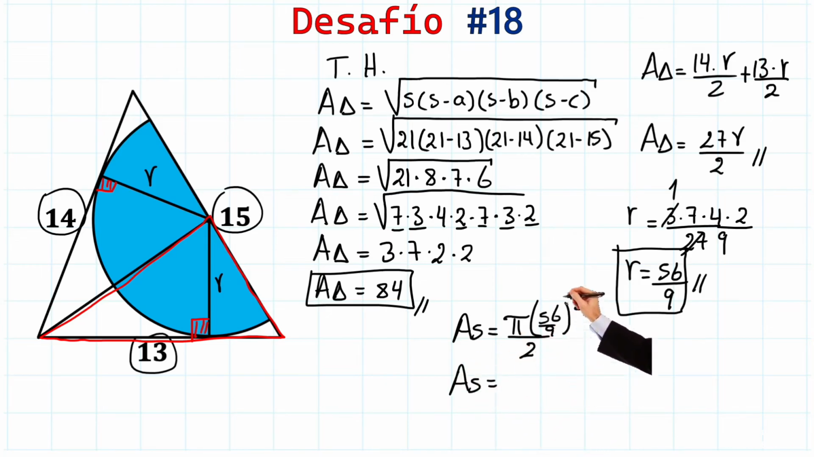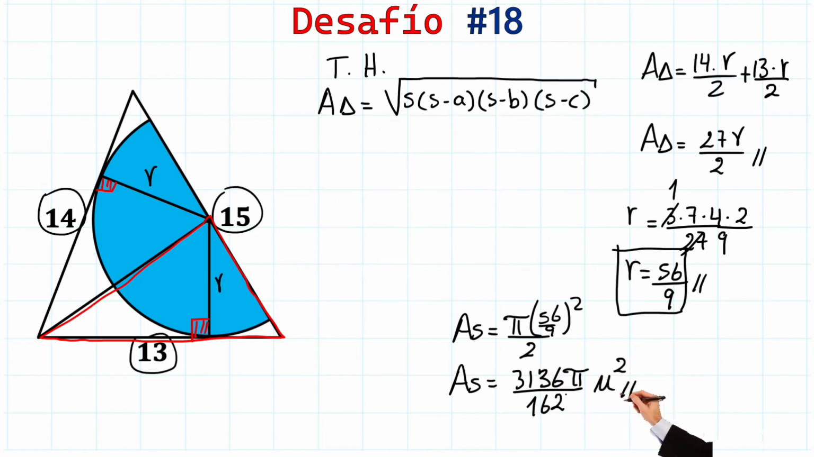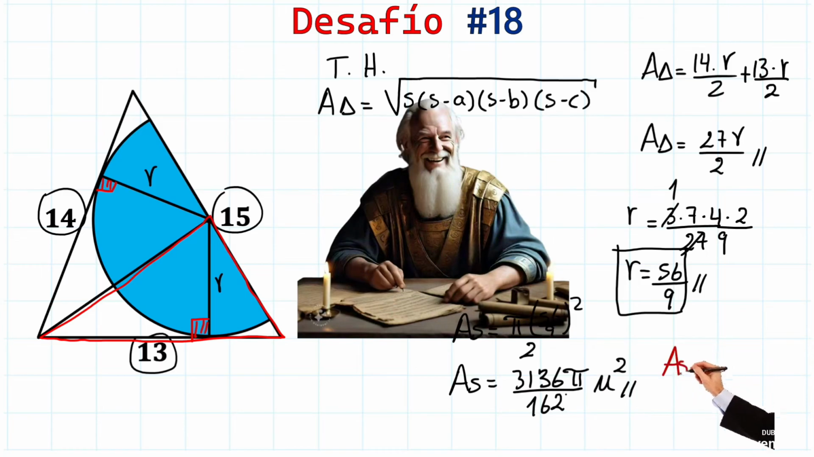56 squared gives us 3,136, times pi, and divided by, look, 9 squared gives us 81, and that 81 times 2 gives us 162. Fascinating. We have here the exact shaded area. This here is square units, and the shaded area is approximately 60.8 square units.